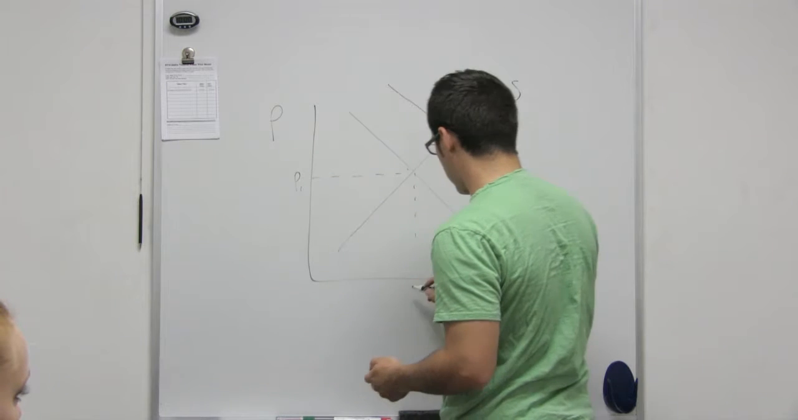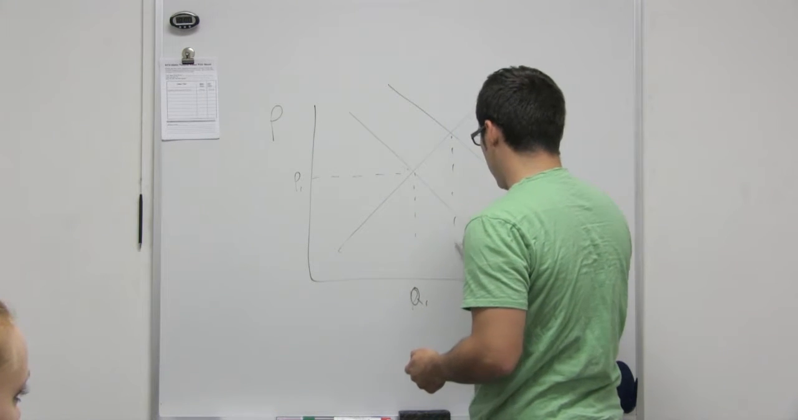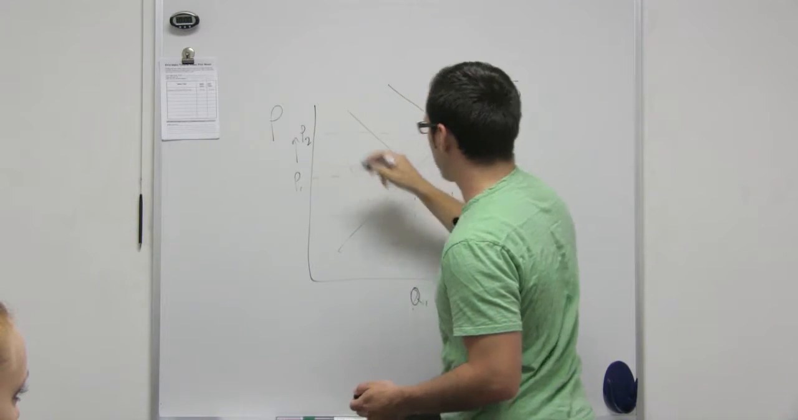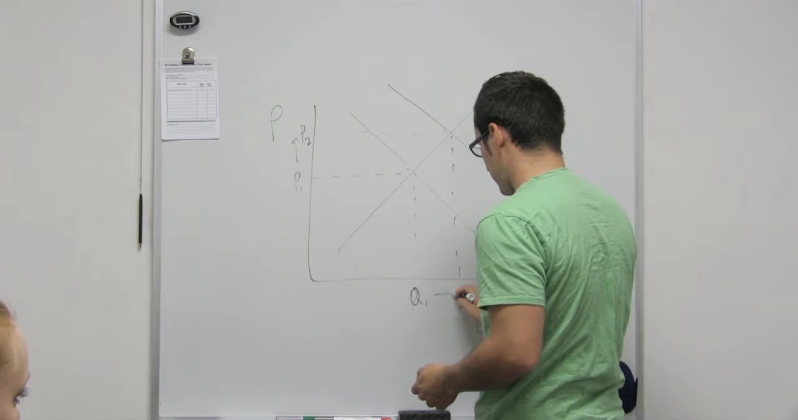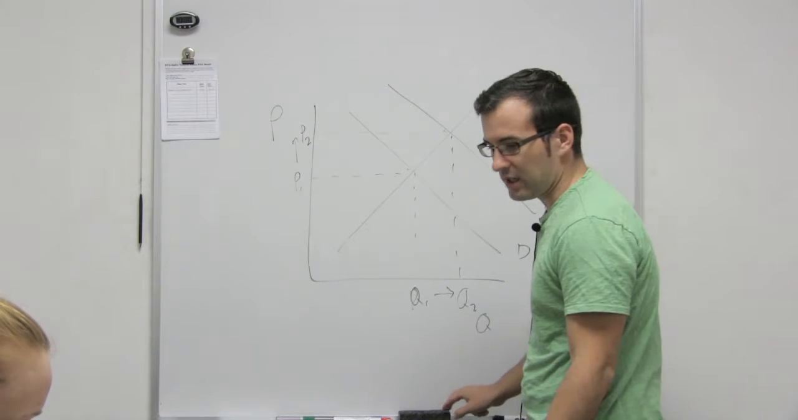So this is the first price, and this is the first Q. And then if that shifts, I can see that price is going up and quantity is going up. Right? So this is what you're going to be doing over and over again here.